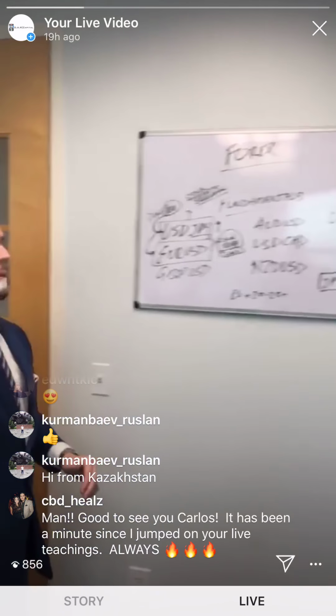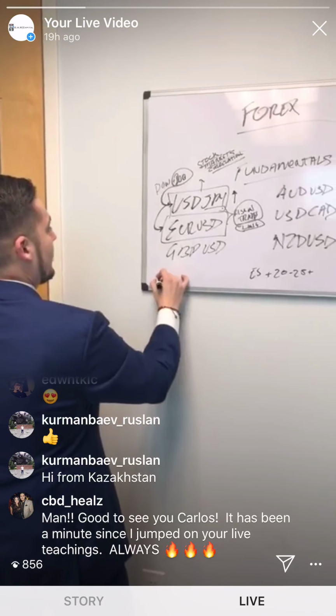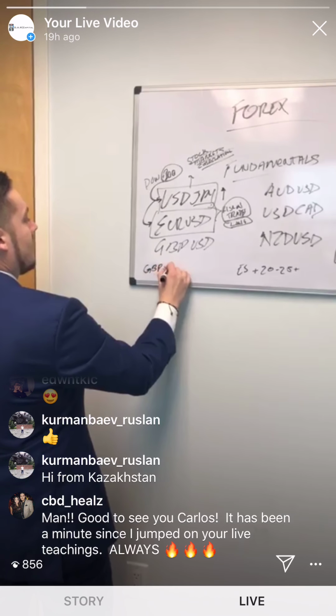Right there. That's how you want to do it. So now we're going to move on to pound dollar. Pound dollar, again, there's one thing when it comes to the pound. GBP, do you get this, Nick? Volatility.